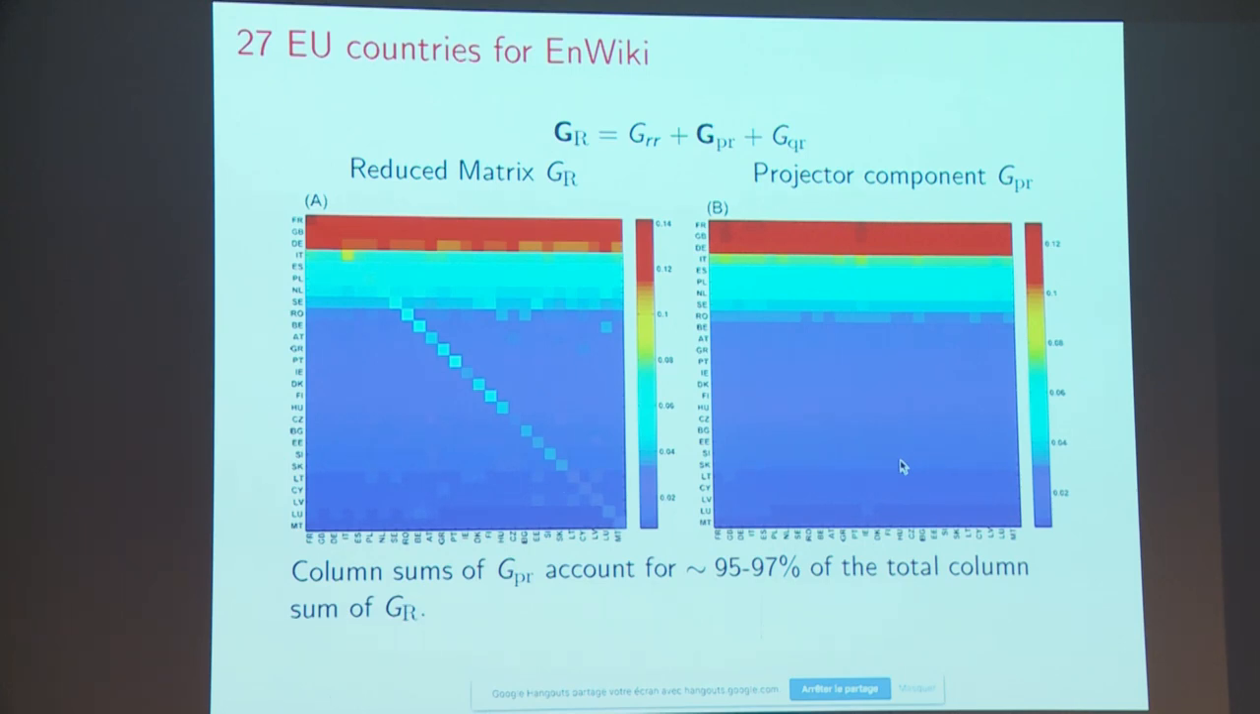As you can see, both matrices are really dominated by the projector component, and almost 95 to 97% of the total column sum of GR is given by this projector component GPR. As I didn't tell you, on the left-hand side all the rows are ordered by decreasing PageRank index. So the largest PageRank probability is on the top for France, Great Britain, Germany, Italy, in this order. And at the bottom on the x-axis, all the columns are ordered with the same ranking. So you can see that the projector component doesn't give us any really new information compared to the regular PageRank probability vector. And all the interesting information for us is captured mostly in those 3 to 5% of the total column sum, which is given by GRR and GQR.